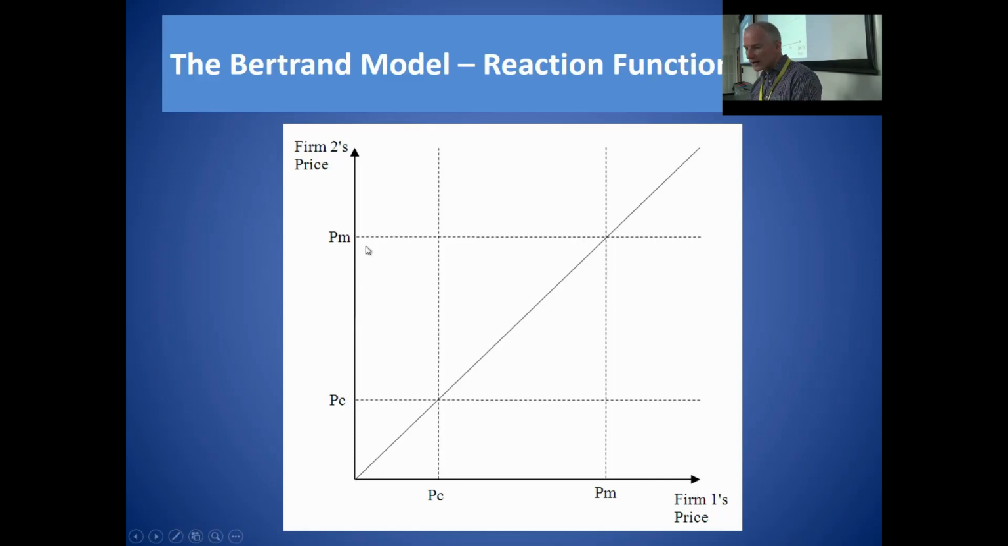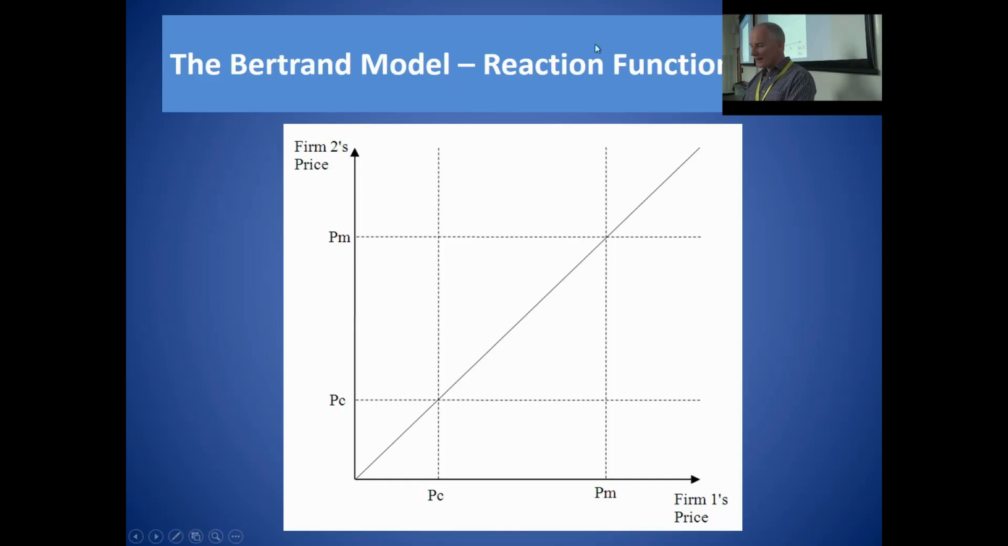This, on the vertical axis, is the price charged by firm 2. But remember, what firm 1 does, what strategy it chooses, is dependent upon what its rival does, what price firm 2 charges, and vice versa. So that's the basic idea.